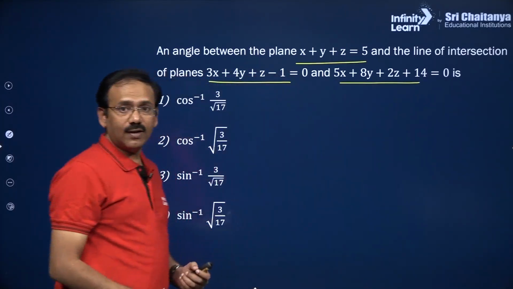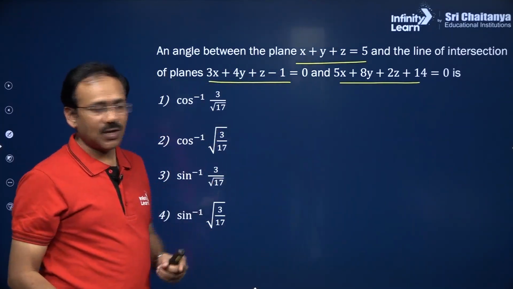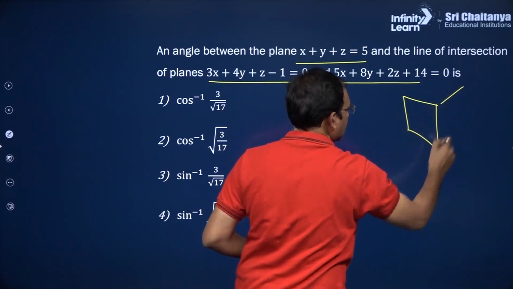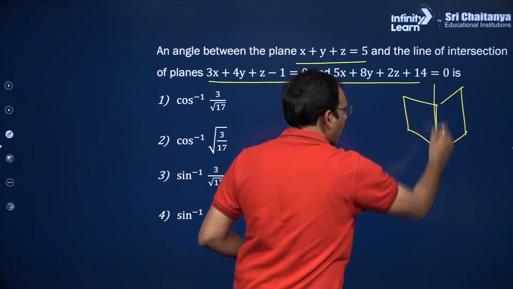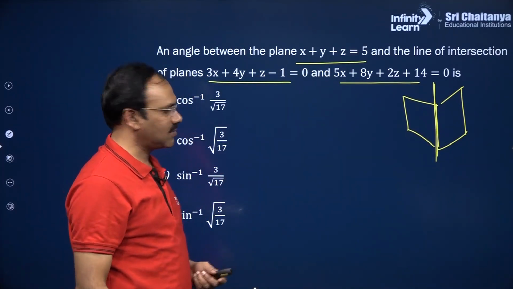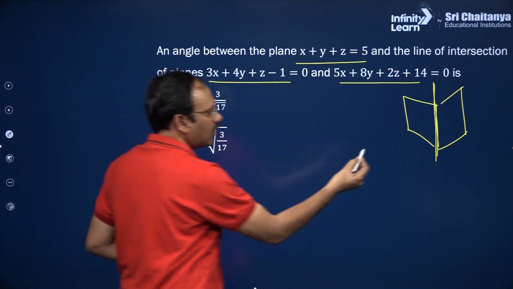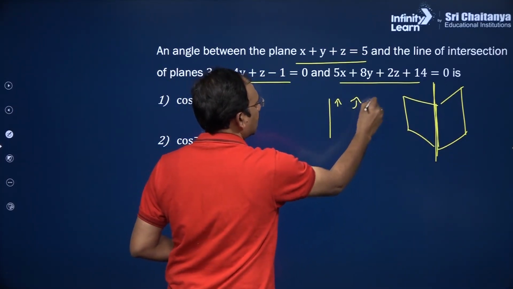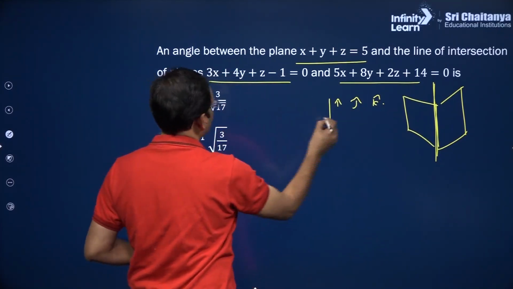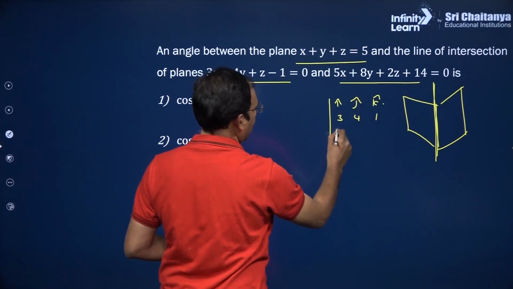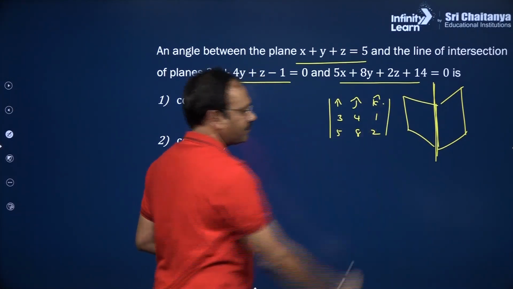Okay, when the line is the intersection of two planes, how do we find the DRs of the line of intersection? Simply, it is perpendicular to the normals of both the planes. So you just take the cross product of the DRs of the first plane, 3, 4, 1, and the second one, 5, 8, 2.